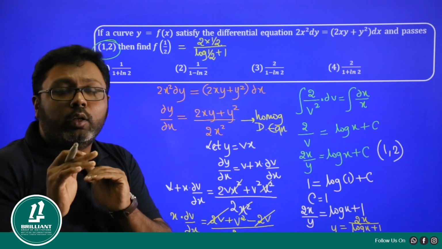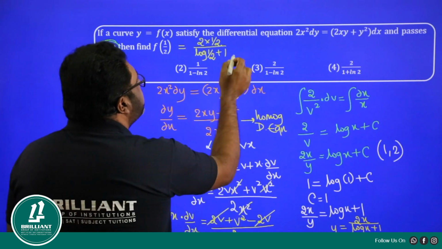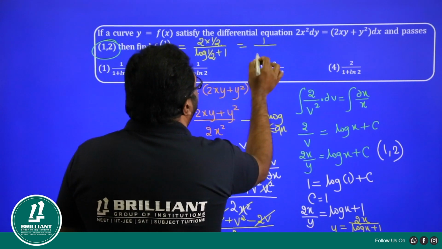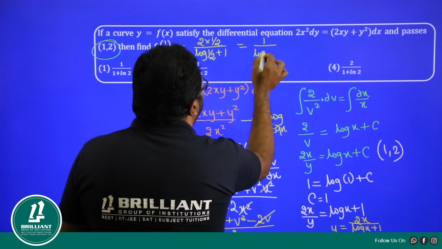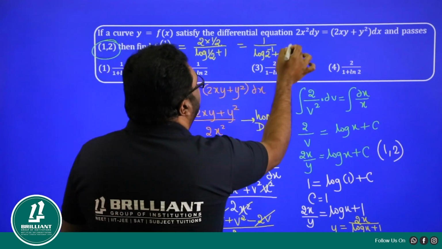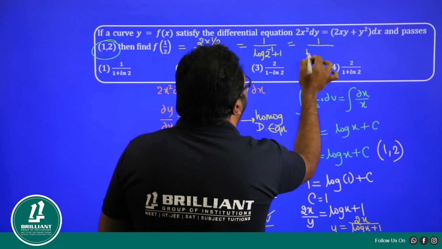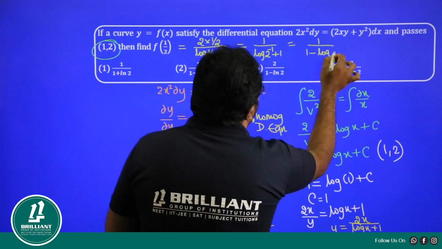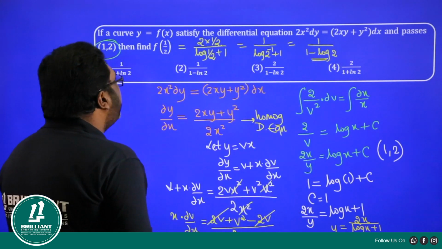to the power of minus 1. So this is going to be 1 by log 2 power minus 1 plus 1. Apply the property of log. This will definitely become 1 by 1 minus log 2. Yes, 1 by 1 minus log 2.